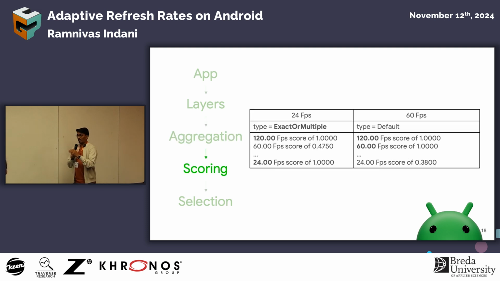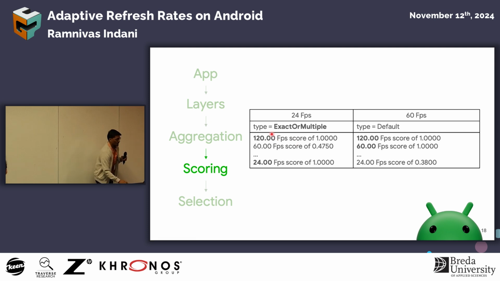Now when we receive these different layers, in the scoring section where we do the scoring, we actually score them separately first, so that they can rate their preferred rate and its multipliers the highest. So you can see over here that 24 FPS actually gives a score of 1.